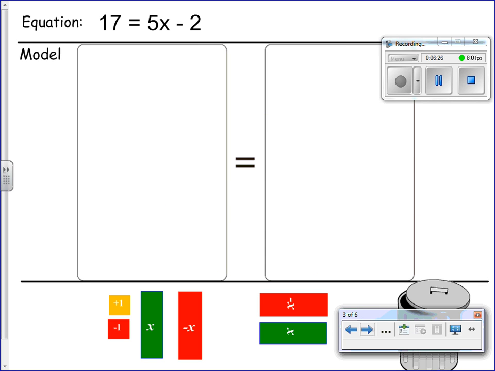Next, we have 17 equals 5x minus 2. The only difference of this one is that our numbers are different. So I'm going to put 17 up here. Please draw 17. If I can drag 17 of these up here, you can draw 17 of them. 1, 2, 3, 4, 5, 6, 7.